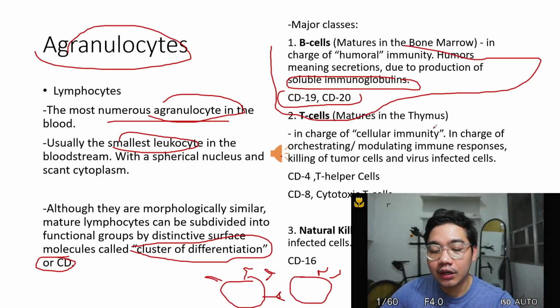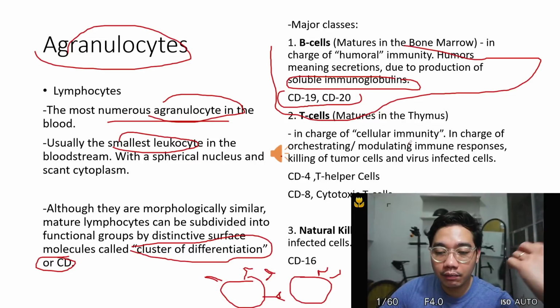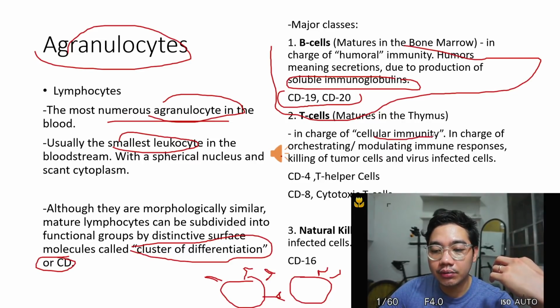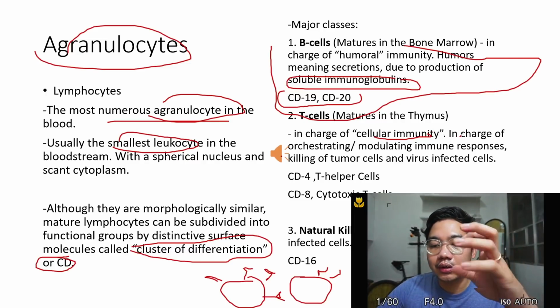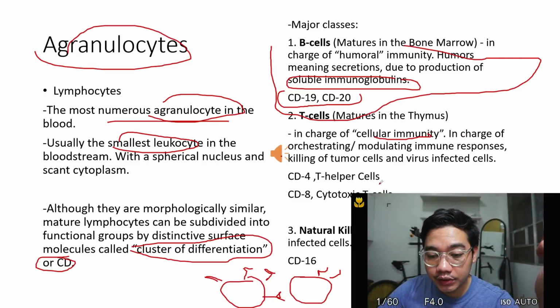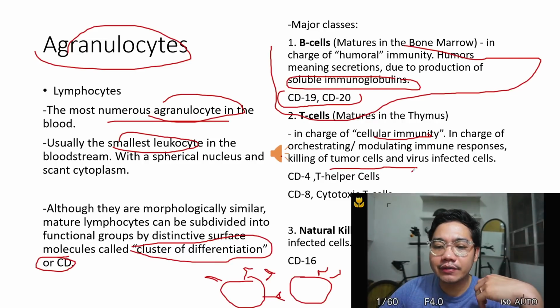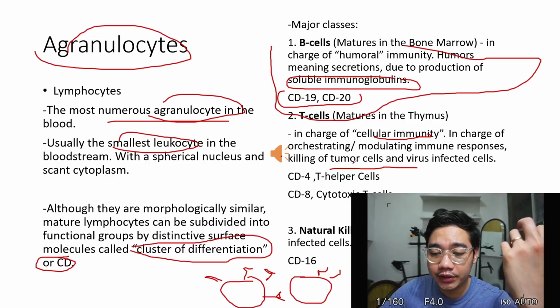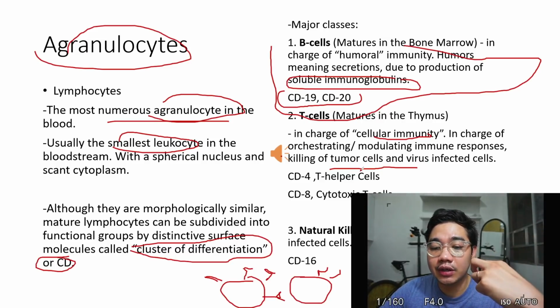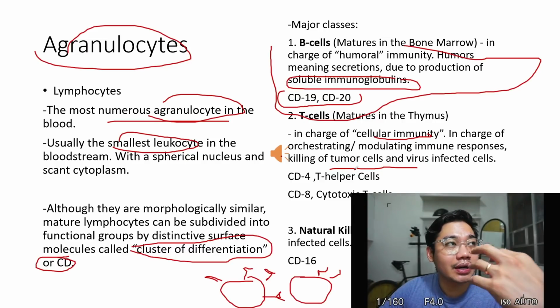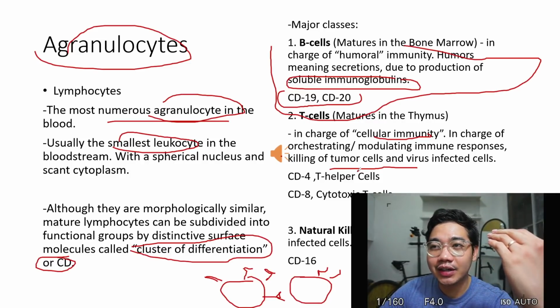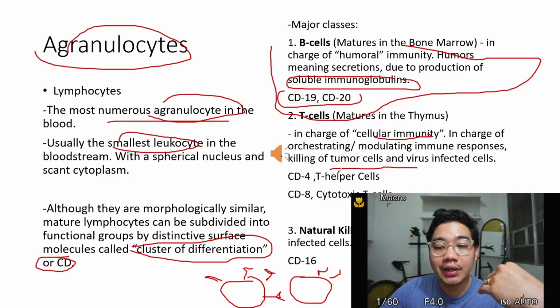And your T cells, the ones that mature in the thymus, are in charge of the cellular immunity. Kay sila man jud, they have direct contact with the pathogen, no? So they kill. Think of it as the T cells are in charge of the intracellular pathogens, no? And not just intracellular pathogens, but those within. They're like the internal police, no? So they're like the MP, military police, no? They are the ones policing our own cells, no?